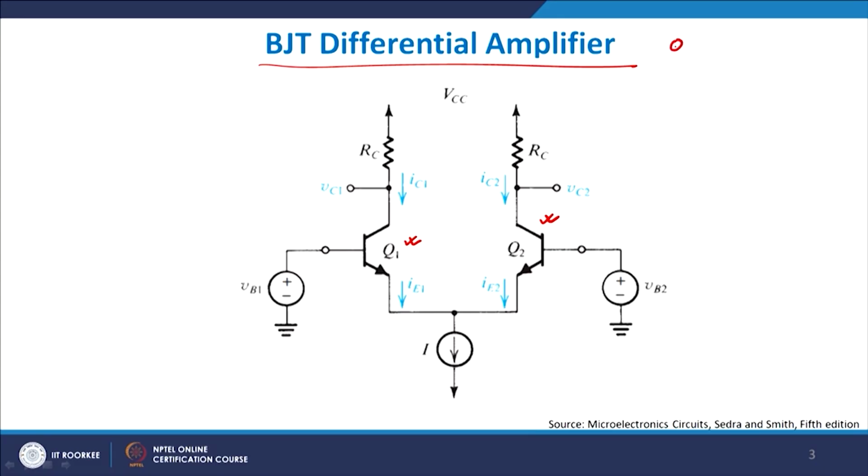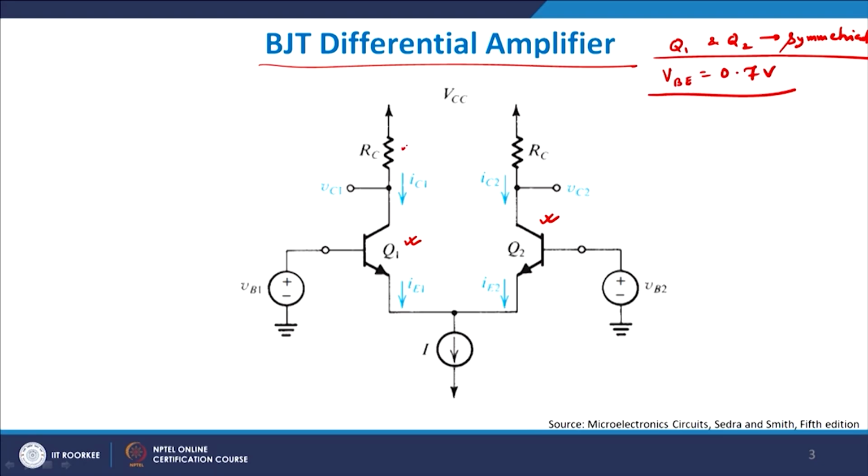We are assuming that Q1 and Q2 are perfectly symmetrical, in the sense that they have exactly the same profile. They will give you the same amount of collector current for the same amount of base emitter bias, and so on and so forth. That is the meaning of Q1 and Q2 being symmetrical. And their VBE, since it is silicon, we assume to be 0.7 volts, because it is a silicon junction which we are assuming.